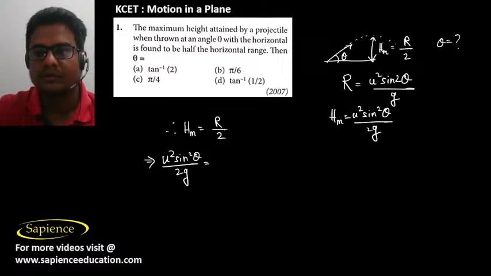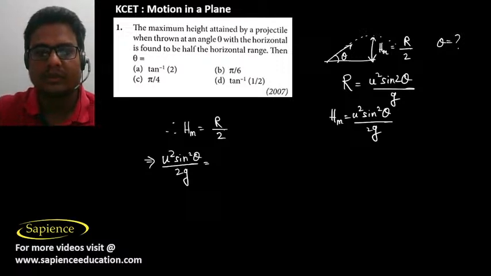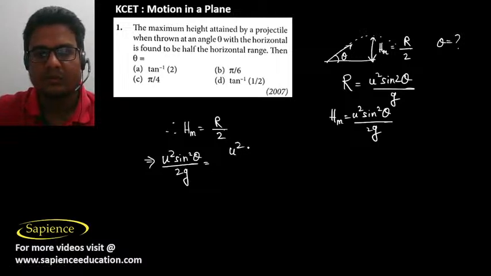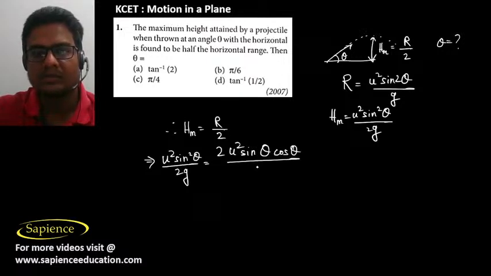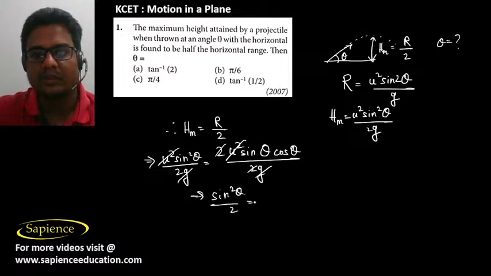half of u square sine 2 theta by g. Sine 2 theta means 2 sine theta cos theta, divided by g, then by 2 is there, so I should write 2g. So 2 and 2 will cancel out, g also will cancel out, and u square and u square will cancel out. So from here we get sine square theta by 2 equal to sine theta cos theta.